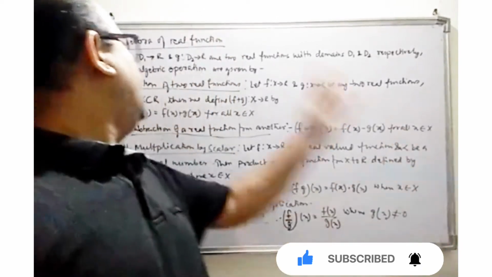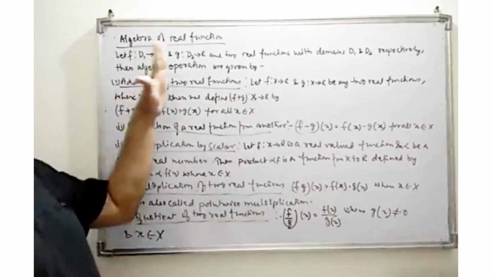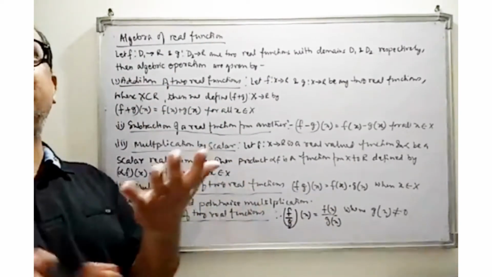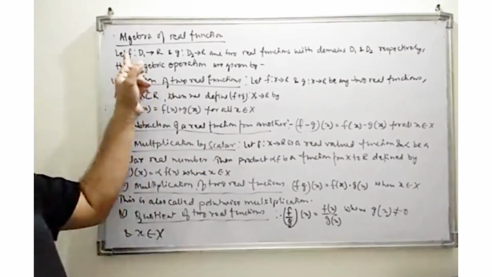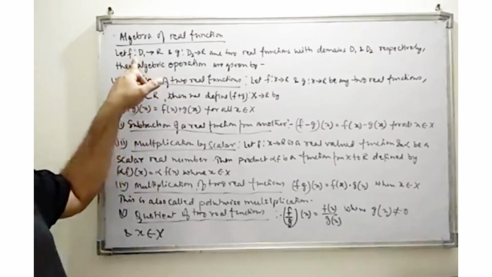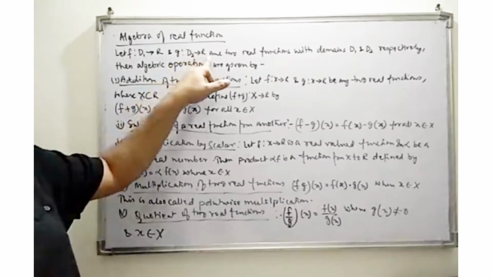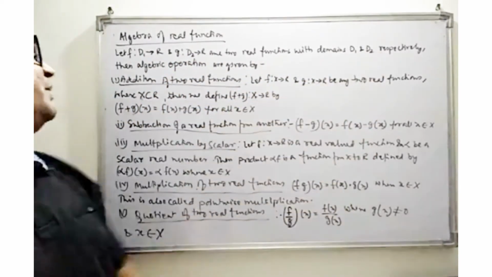Now I will go to the algebra of real functions. So what is the algebra? We will go for addition, subtraction, multiplication, quotient, and multiplication of a function by a scalar. Now let f be a function mapping D1 to R and g a function mapping D2 to R, two real functions. The domains are D1 and D2 respectively.